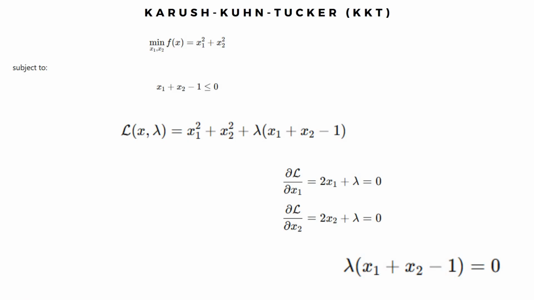And finally, the fourth step is to solve the system of equations by combining the stationarity equations and the complementary slackness conditions. We can solve for x1, x2, and lambda to find the optimal solution, and it is x star. The exact solution will depend on the specific problem, but the key idea is that these conditions guide us to the point that minimizes the objective function while respecting the constraint.